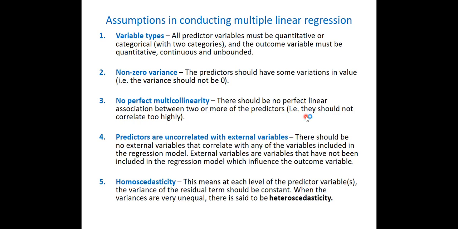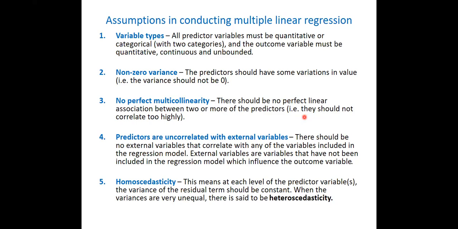Then, no perfect collinearity. Somebody raised this issue when we were discussing correlation. Collinearity is when two variables correlate perfectly. We talk about the degree of correlation, the degree of linear association. When it is so strong that it is almost 1, it means that one can represent the other. If two variables correlate perfectly, you cannot use both of them when you are doing multiple regression. You can only use one of them.